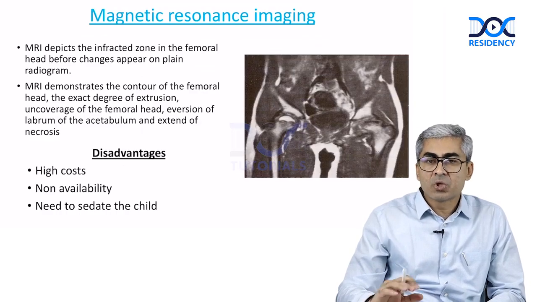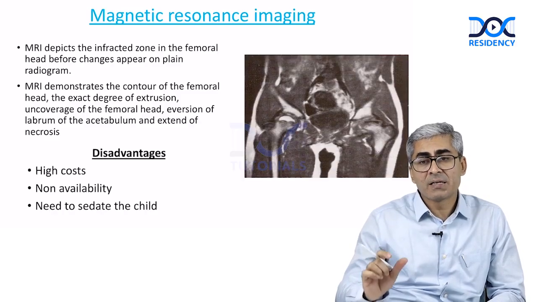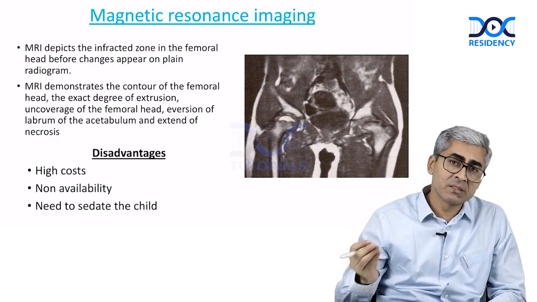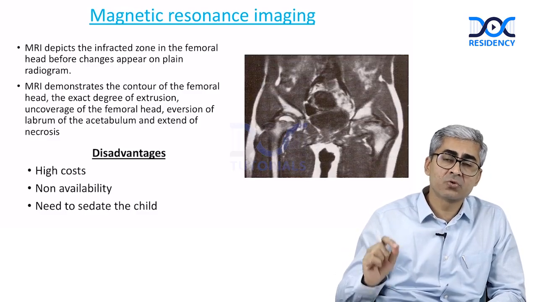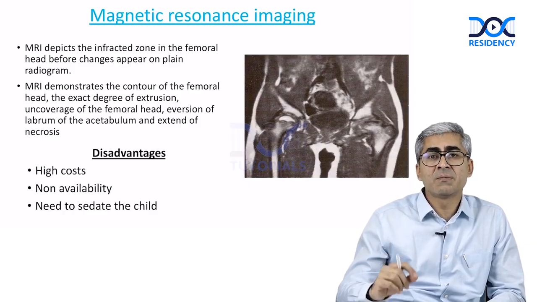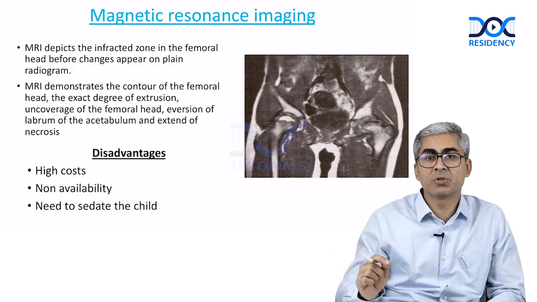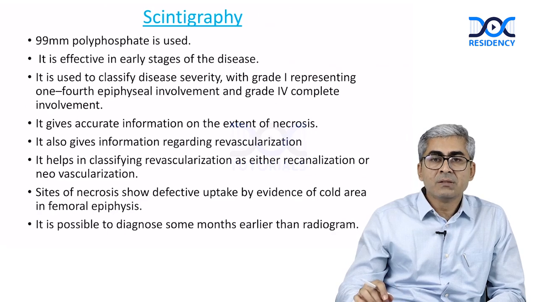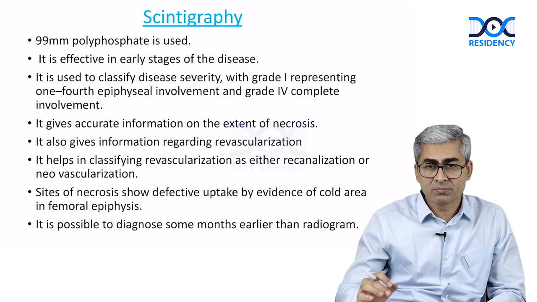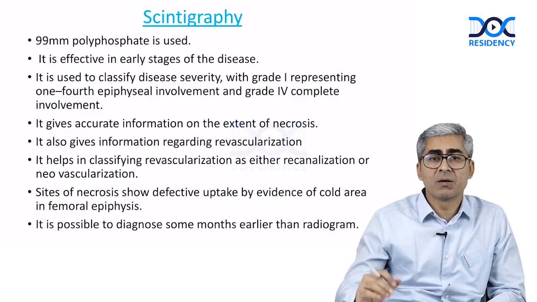So MRI, as I told, is not routinely done, but it can indicate in the early stage where the X-rays are normal, and it can indicate also how much of the femoral head is affected. But again there are disadvantages, like the cost is high, the child needs to be sedated or anesthesia needs to be given because they are usually uncooperative. And in some cases in the peripheries, it may not be available. But this is not the one which will dictate your treatment. Scintigraphy is again rarely used, mentioned just to know what it can show: a low uptake, and later on it can revascularize and show a normal uptake.